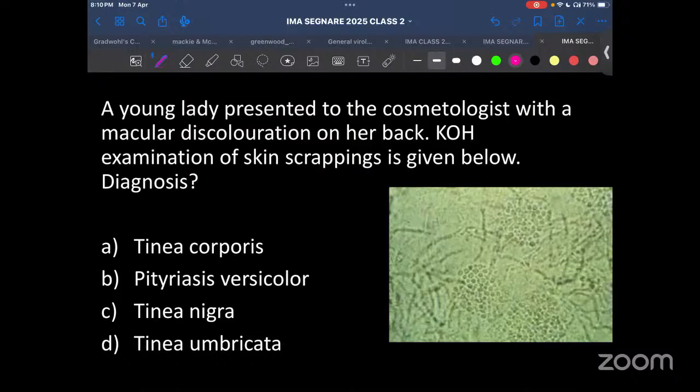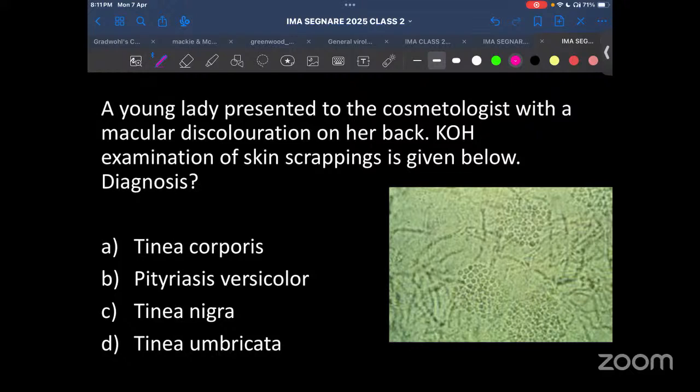A young lady presented to the cosmetologist with a macular discoloration on her back. KOH examination of the skin scraping is given below. What is the diagnosis? Can you answer this one? You might have seen this in your dermatology posting. It is a hypopigmented macular lesion.